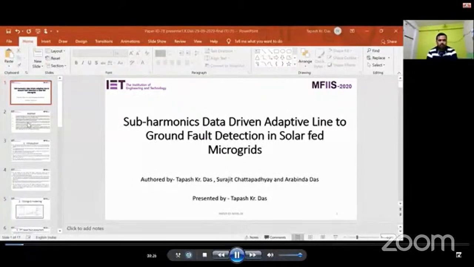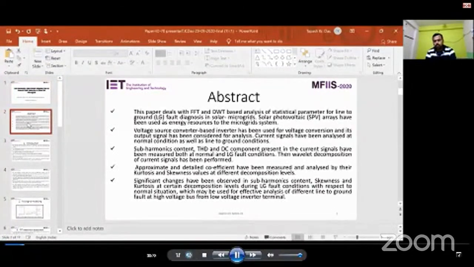Now, I want to show the overall idea of this project work, the abstract. This paper basically deals with FFT and DWT based analysis of statistical parameters.